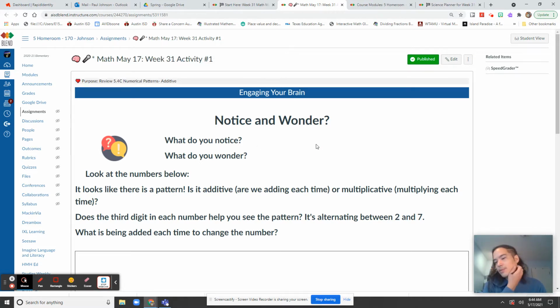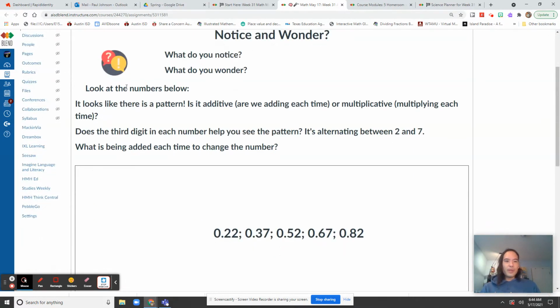May 17th, week 31, activity 1. So notice and wonder, look at the numbers below. So it looks like there's a pattern. All right, so is it additive, where we're adding to the number each time, or is it multiplicative, where we're multiplying each time? That's what we need to figure out.